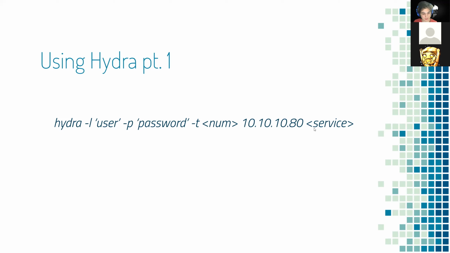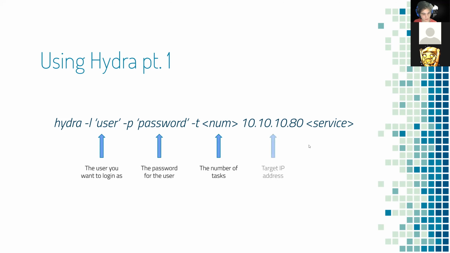Then the IP and the service we're targeting. Let's say it's SSH. So the user you want to log in as, the password for the user, number of tasks or threads, target IP address, and then a service such as SSH, SMB, FTP, RPC, MySQL, whatever. For exactly what services Hydra can crack, you would have to look that up yourself, but it can brute force a bunch.